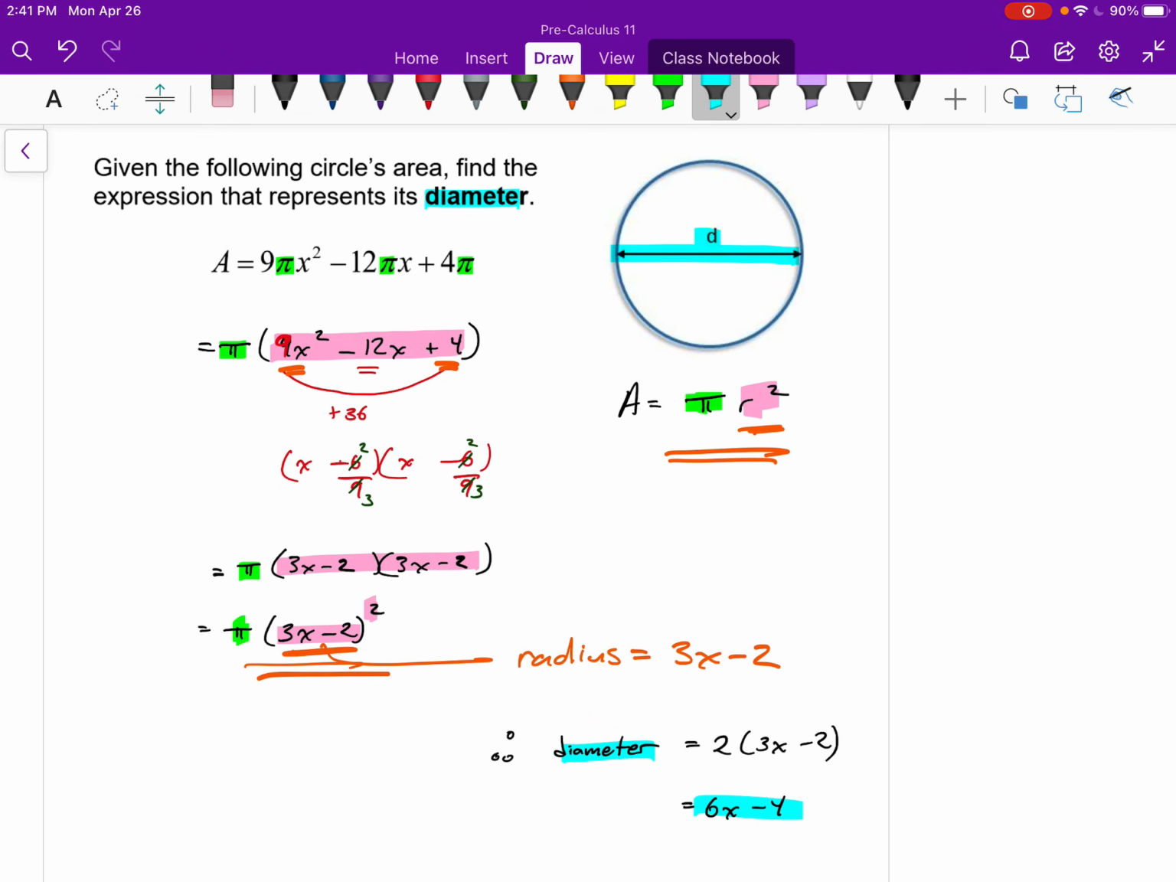And so keep in mind, if I pick a number for x, plug it in, I get the area of this particular circle. But again, I don't need to do that. I'm done right here.